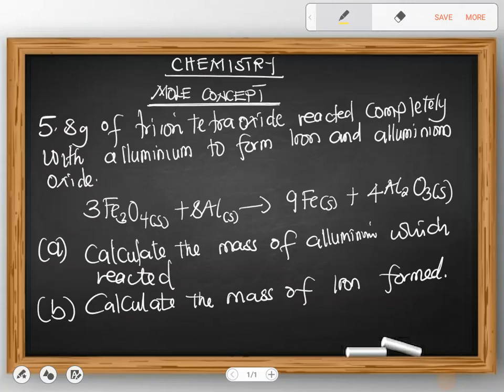All right, we have a chemistry question here, more concept, which says: 5.8 grams of triiron tetraoxide, Fe3O4, reacted completely with aluminium to form iron and aluminium oxide.